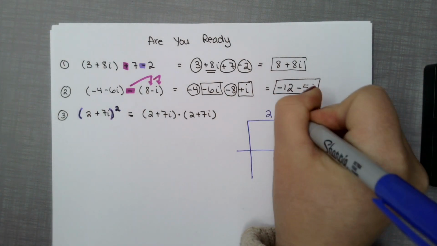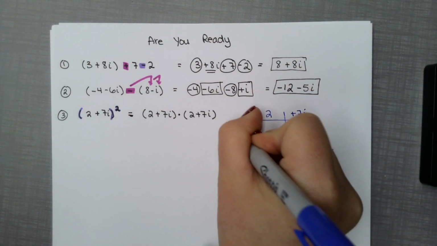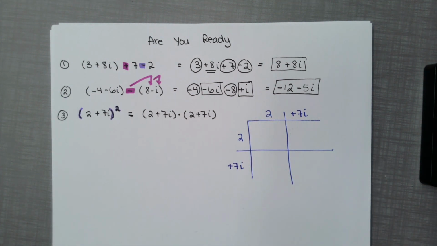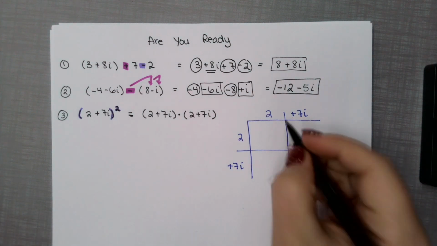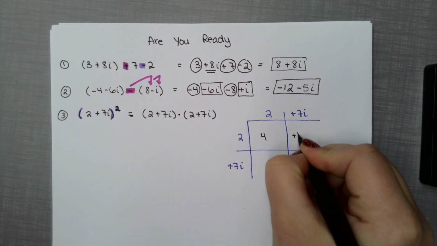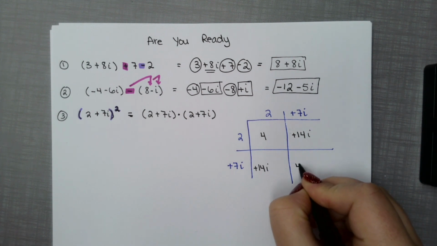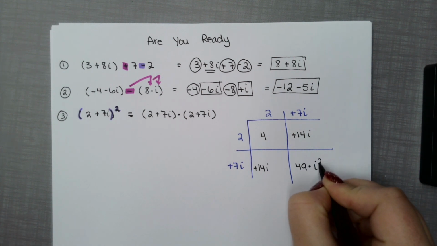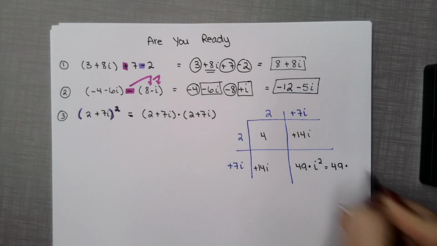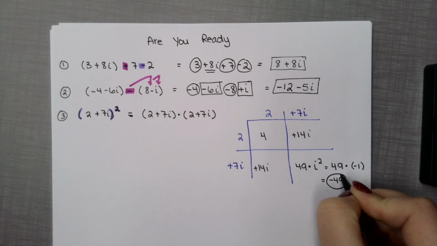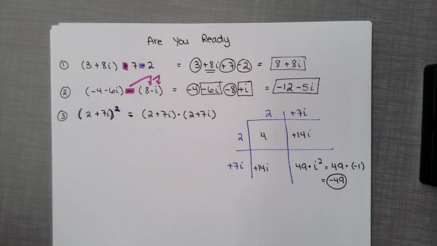We got 2 plus 7i. We got 2 plus 7i. If you remember your patterns from our polynomial unit, you can use your patterns. If you don't know what I'm talking about, that's fine. Just multiply out. We got 4. We got positive 14i. We got positive 14i. 7 times 7 is 49. i times i is i squared. But we know that i squared is what, beautiful people? Good. Negative 1. So we get negative 49. I'm going to circle negative 49 because a lot of things happen in that little box. I don't want to accidentally take the wrong number.